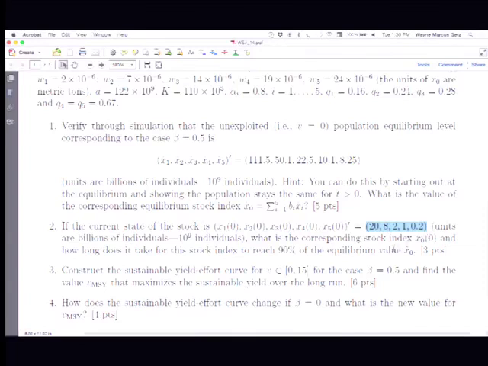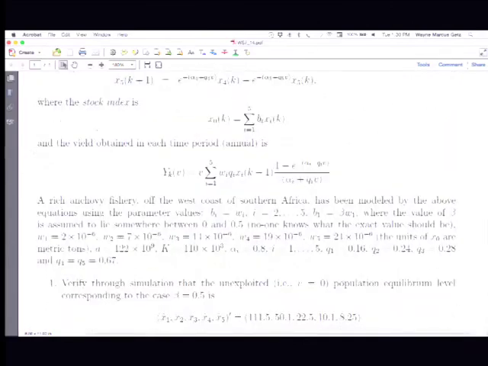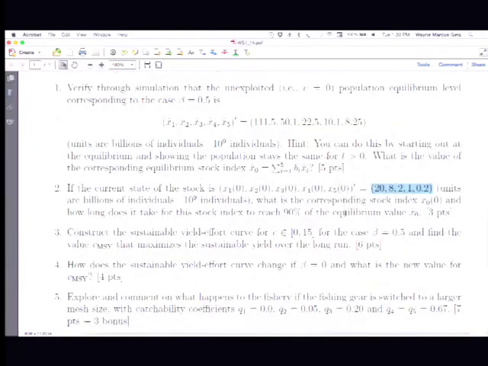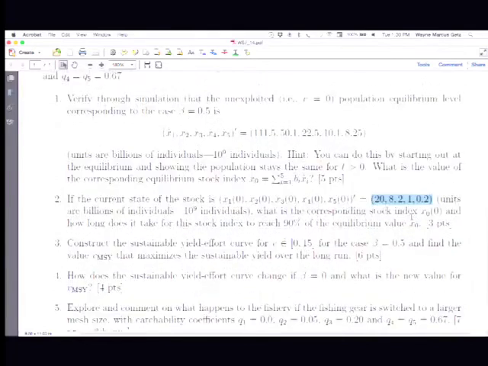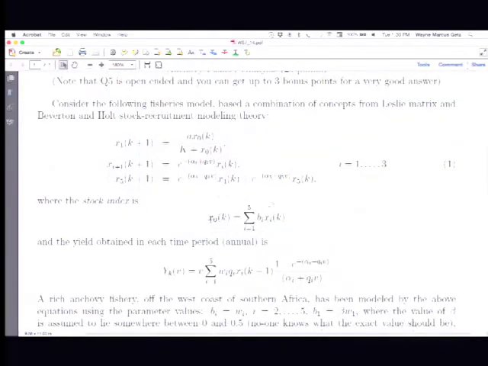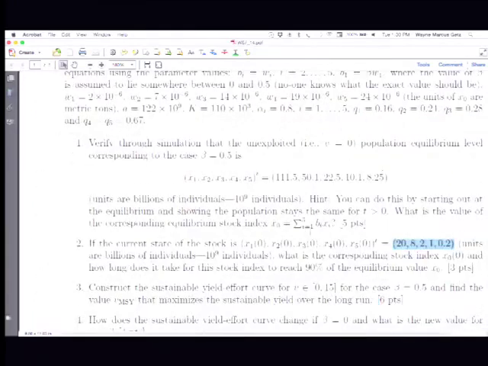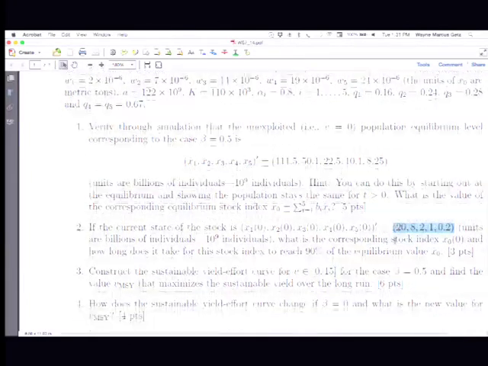So then I say, what is the corresponding stock level index X0? So if this is the case, you have to calculate X0 by doing this calculation over here. That gives you X0. And how long does it take the stock to reach 90% of the equilibrium value X0 had? So what you do is you calculate here, what would this be at equilibrium? So at equilibrium, X0 would be something. You take 90% of that, and you say, if I start off at this level and I use my model, X0 is going to grow every year. How long does it take to get to 90% of the equilibrium level that I get when there's no harvesting?